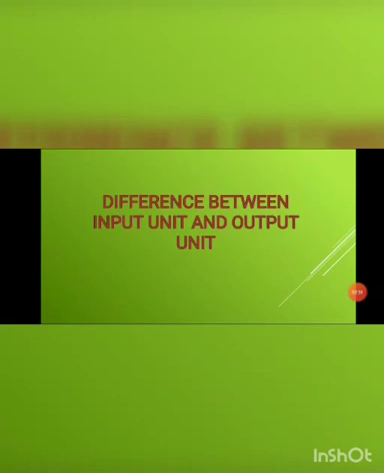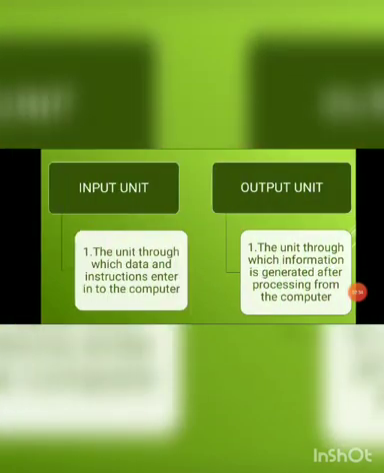Here we will discuss all the points. Point 1. Input unit. The unit through which data and instructions are entered into the computer. Whatever we are giving to the computer to process is known as the data, and what to do with the data is known as the instructions. And what do you mean by output unit? The unit through which information is generated after processing from the computer.